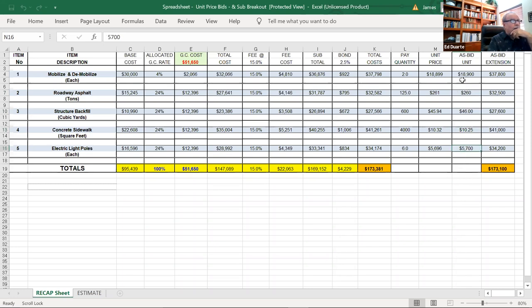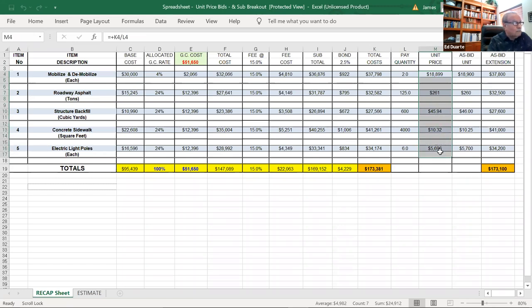And then this pay quantity times my as bid unit price, and I come up with my as bid extension. And I come up with 173.1, and I compare that total to my theoretical exact total. They need to be very close because I have rounded up and rounded down on column M unit price. Remember, this is what the spreadsheet kicked out.